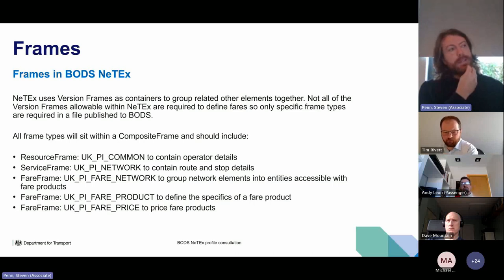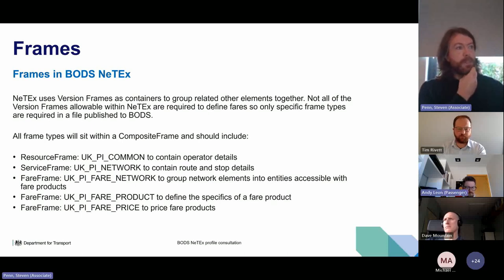So what we would expect to see in a NeTEx file is a single composite frame. And within that composite frame, we expect lots of other frames to contain the key elements that we require to fully define a product. Each frame has a type. The resource frame has a type of UK PI common that's defined by the UK NeTEx profile. The resource frame is primarily used in the BODS profile to contain operator details, so that's national operator codes, trading names, those kinds of things. There are lots of additional optional elements explained in the profile that we would like to see, but are not considered mandatory, such as contact details for someone purchasing a fare.